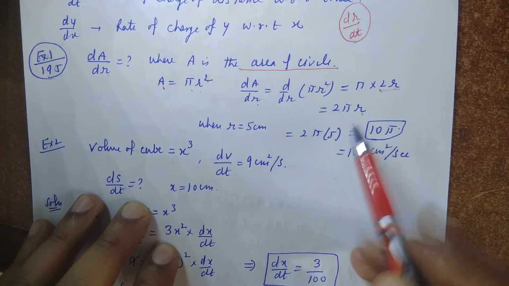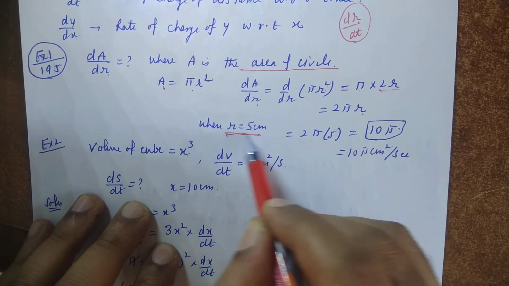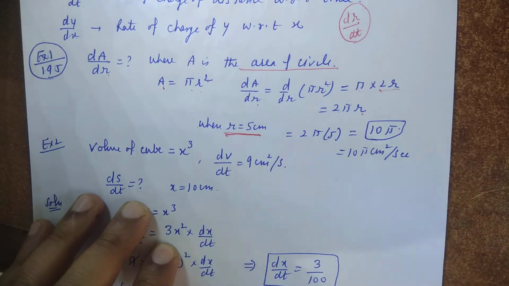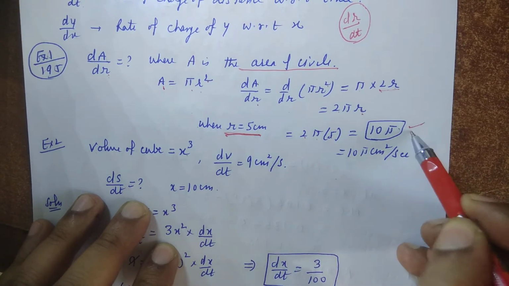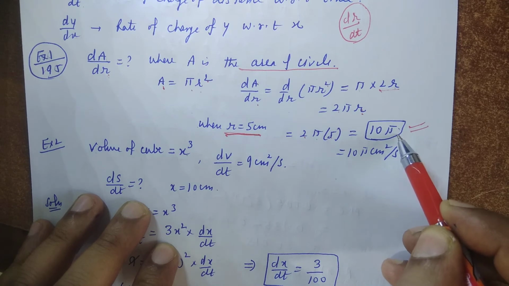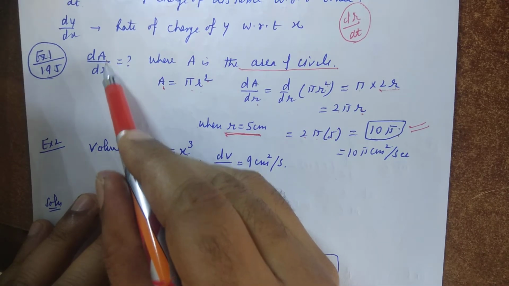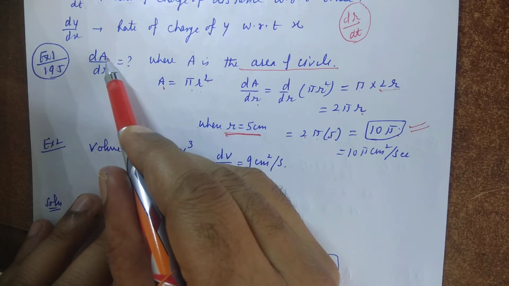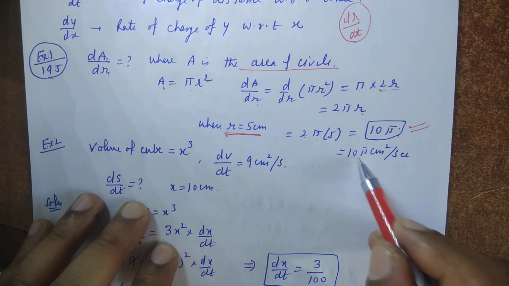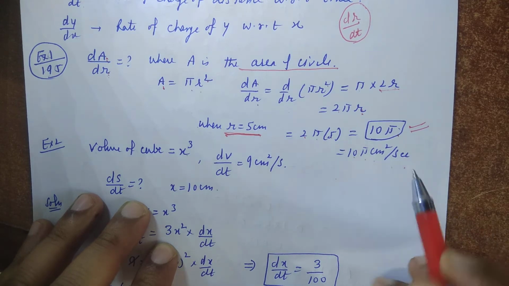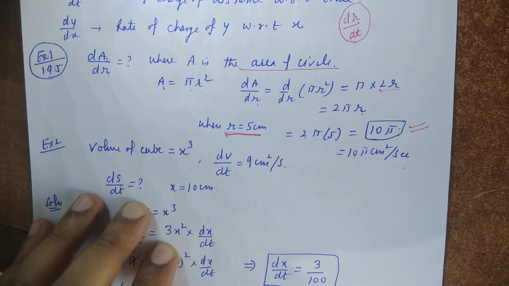Now he has given us the value of r as 5 centimeter. He has given that radius is 5 centimeters. So I'm going to substitute r as 5. So 5 times 2, 10. 10 pi is the answer, because I want to find out area with respect to radius. Area should be in centimeter square. Okay? So this is 10 pi centimeter square per second. This is the answer. Next example.